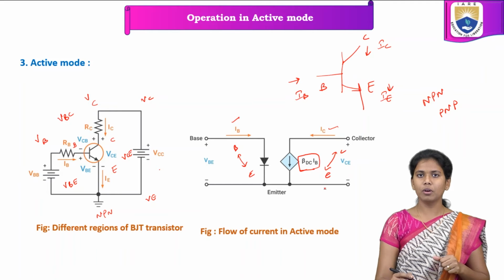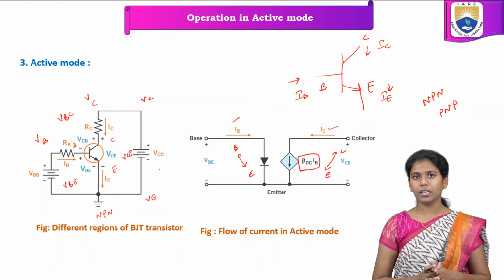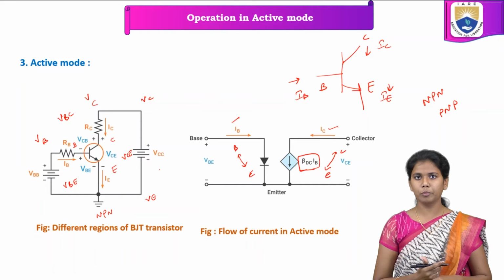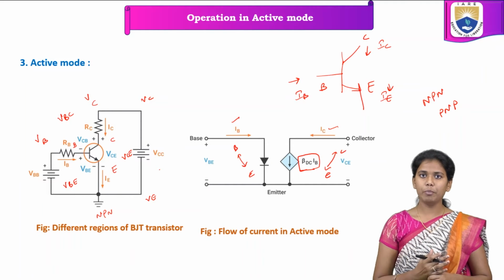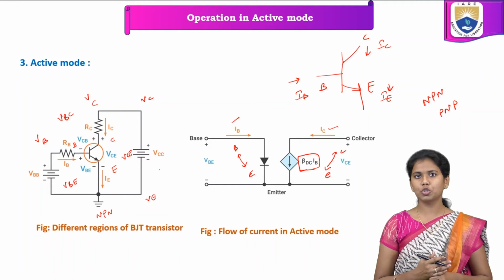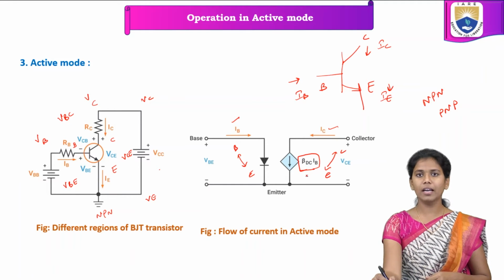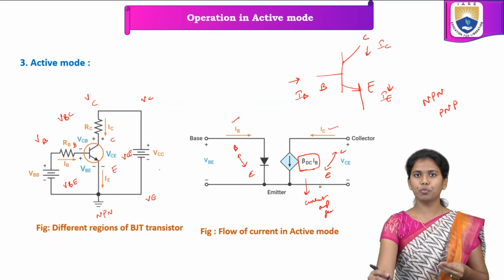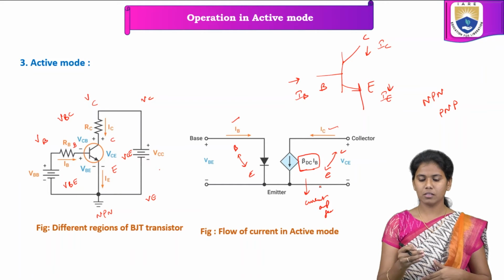As I said, when the BJT, when the transistor, is operating in active mode, the amplification of current is observed. So what is this amplification of current? It is beta into IB. What is beta? Beta is a constant, the current amplification factor, whereas IB is the current which is flowing in the base.